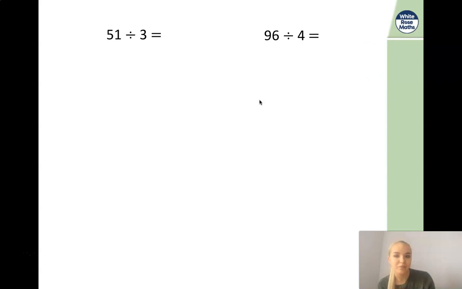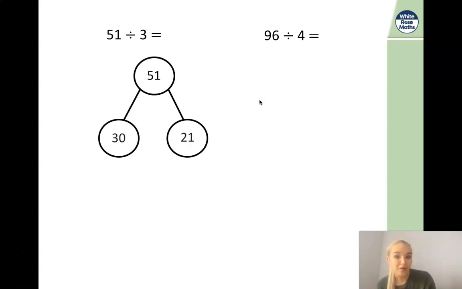Okay, so the number 51, we already know that 30 is divisible by 3. So what we can do, we can have 30 as one of our numbers. And then we have to think, what number is the missing number to add to 30 to get to 51? Oh, well, we know that we're missing 2 10s. 3 add 2 is 5. And we are missing 1 1, so that's 21.